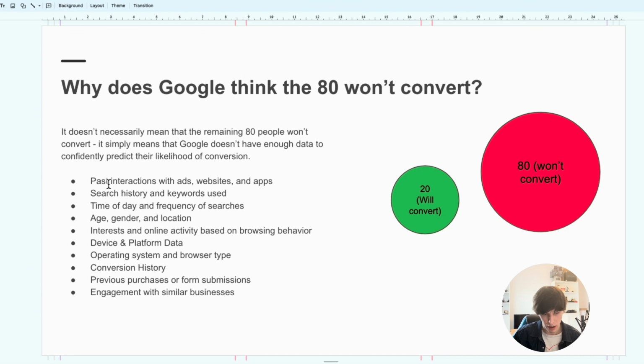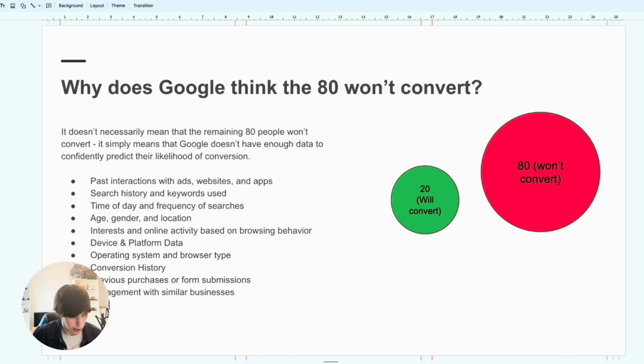So if a person submitted a form on another website, it means that if this person searches another query, this person will have a higher likelihood of conversion, because their behavior pattern is to submit forms. So Google will show your ads more often to those types of people. Engagement with similar businesses, also it's very clear.